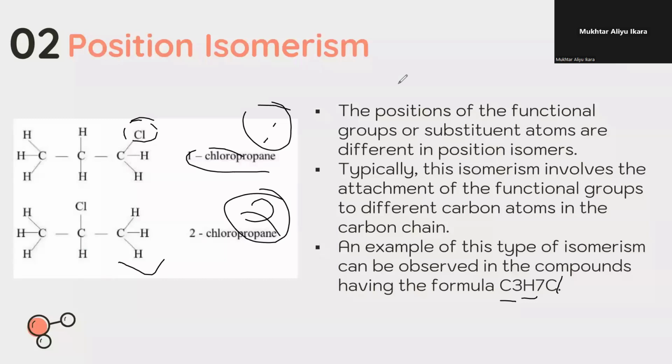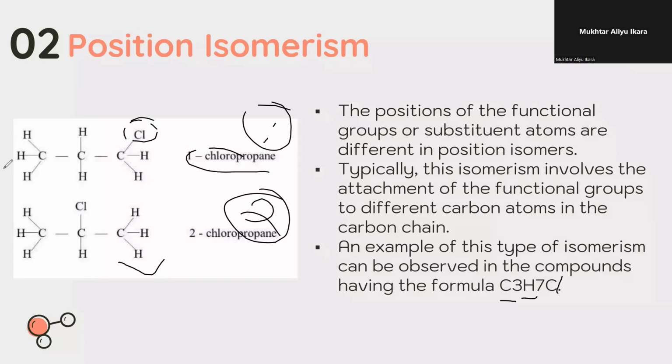So it's just about how the functional group or substituent differs in position. So typically, this isomerism involves the attachment of the functional group to different carbon atoms in the same carbon chain. So in the same carbon chain, you can have attachment of the functional group or substituent at different carbon atoms, but within the same carbon chain.